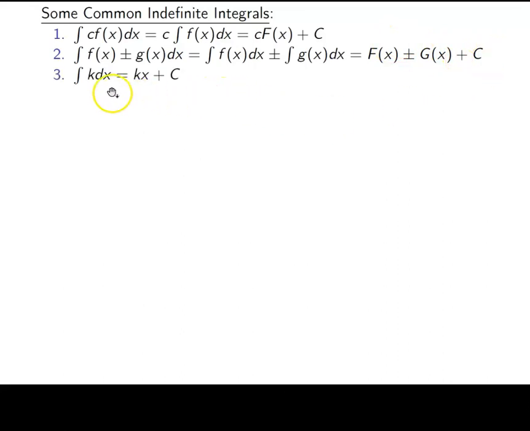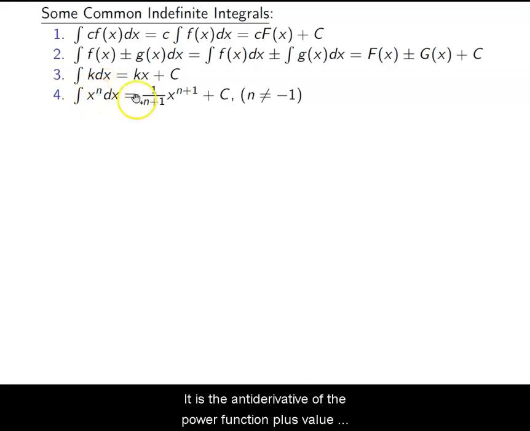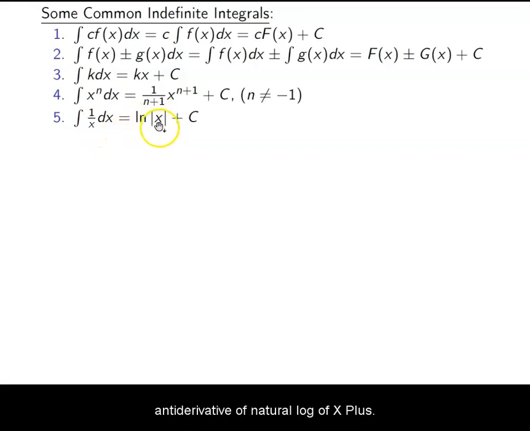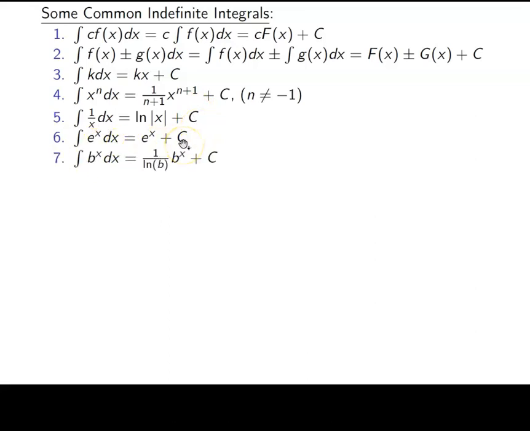Okay. Here, if I have the integral of just a constant value, then that will bump up to a value of x plus that constant value. Okay. For a power function, it is the antiderivative of the power function plus a constant value. Again, here we have a restriction on the power. It cannot be -1 because that is restricted for the natural log function, right? So the indefinite integral for 1 over x is its antiderivative of natural log of x plus any constant value. Okay. Here we have e to the x is e to the x plus c.